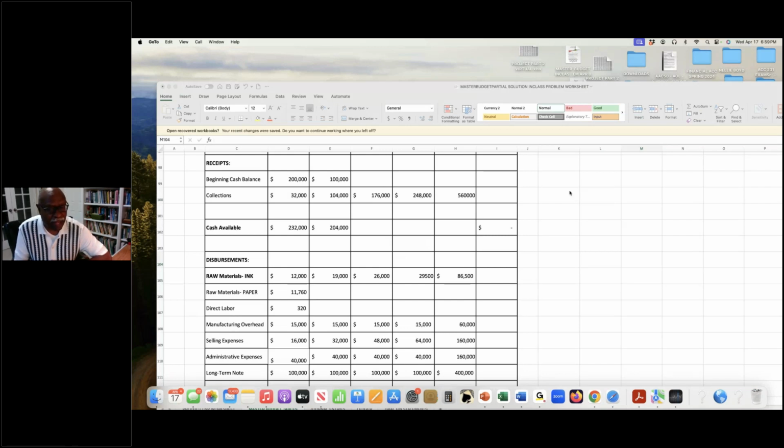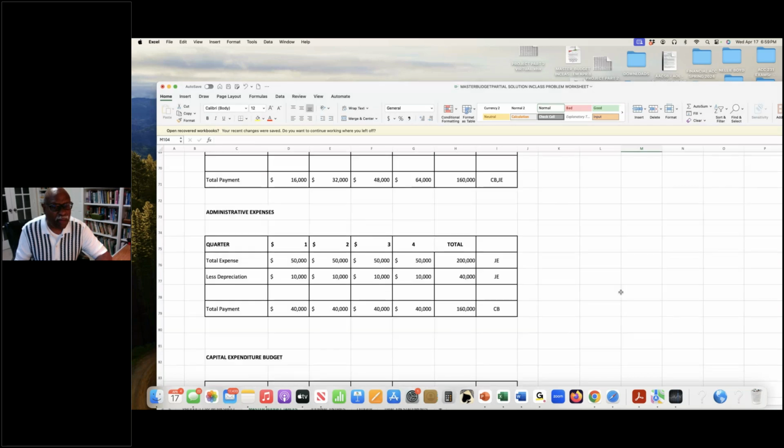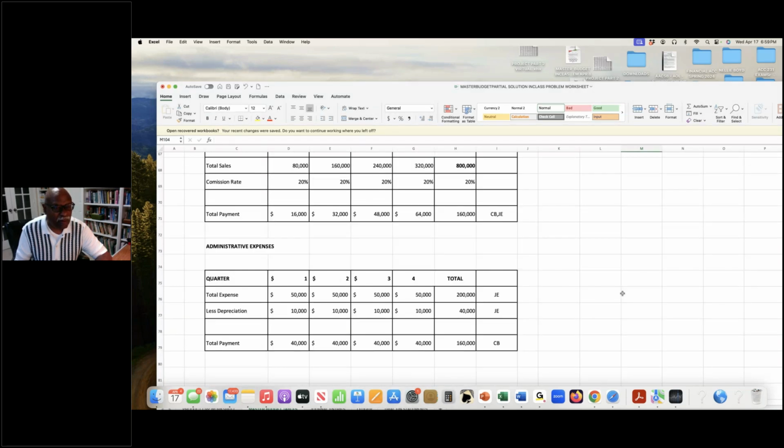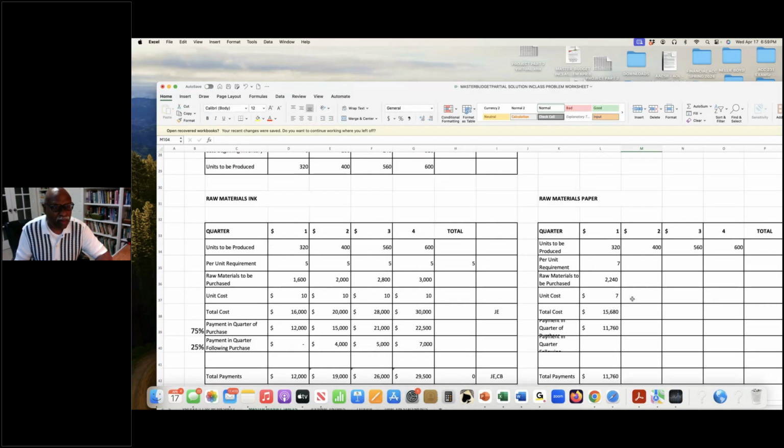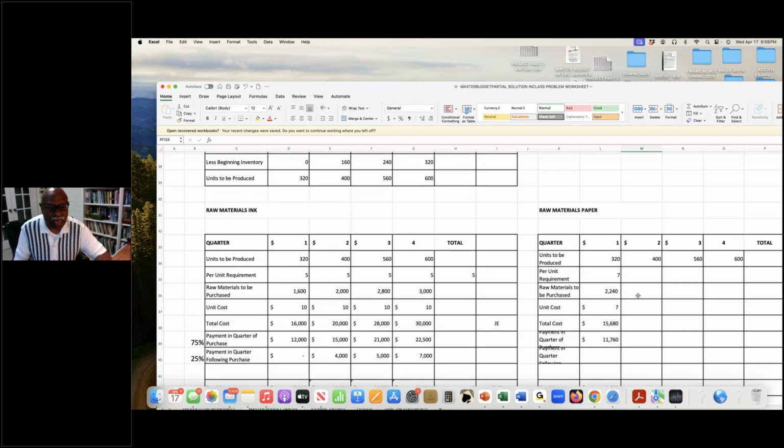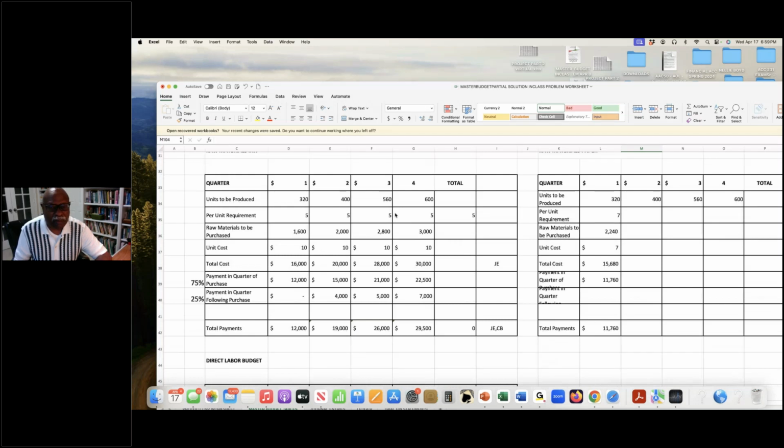Your job now is doing raw materials, paper. Excuse me, raw materials, paper. And when we looked at raw materials, paper, let's make our journal entry first. So for the ink, it's going to be 30,000. We've got to get our total cost in here.